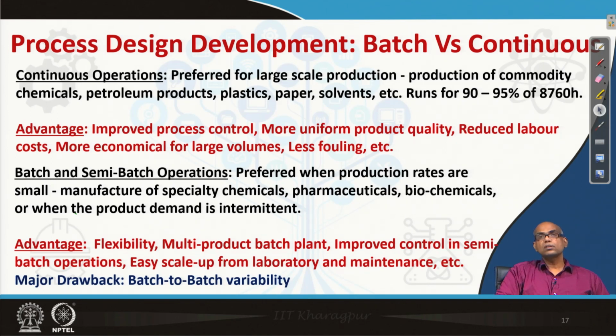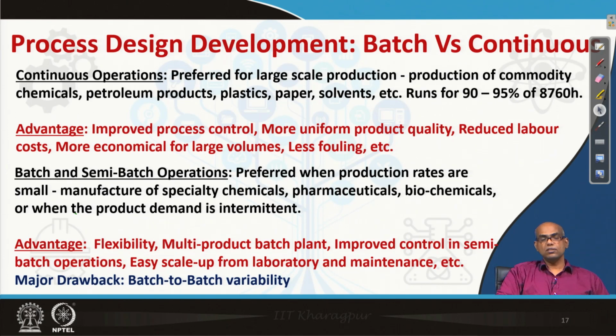Batch processes also offer several advantages such as flexibility. You can use a multi-product batch plant, improved control in semi-batch operations, easy scale up from laboratory, and maintenance, etc. However, a major drawback for batch operations is batch to batch variability. So, a very strict process control must be in place for batch operations, otherwise it will lead to batch variability.